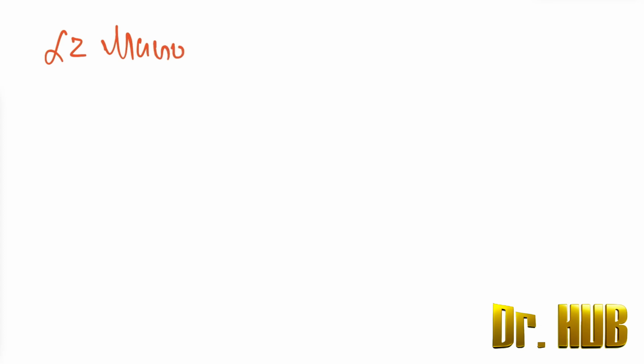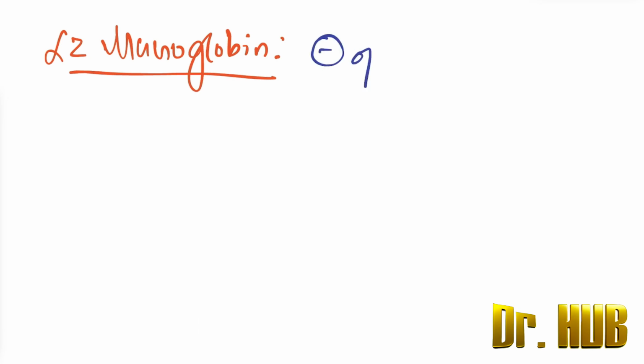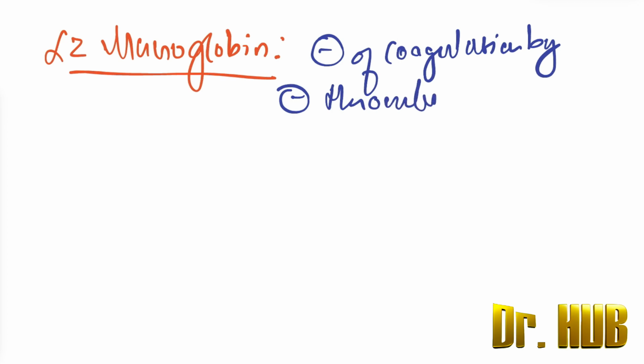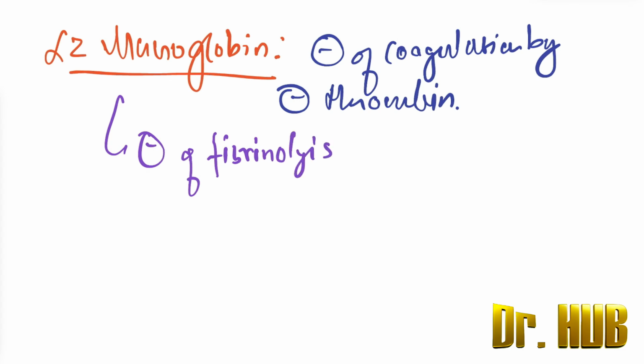Then comes the alpha-2 macroglobulin. Alpha-2 macroglobulin is an inhibitor of coagulation, by inhibiting the thrombin. Next is inhibitor of fibrinolysis, and this is by inhibiting plasmin. There is inhibition of the plasmin.